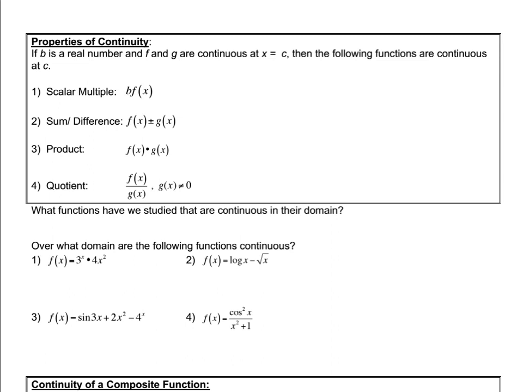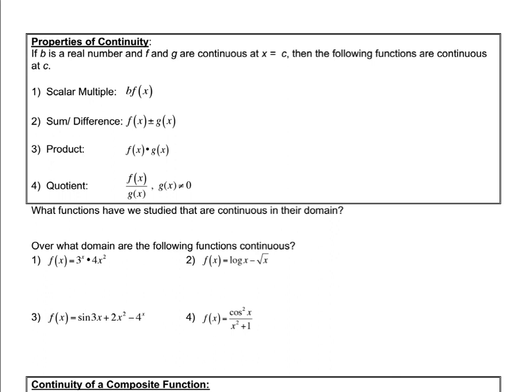Okay, so we're going to finish up Calc 1.4. This is the second part of that lesson, and it's a little bit shorter than the first. And we're going to start with properties of continuity. So this is not a new concept for you guys. Hopefully you'll feel pretty comfortable with this stuff.